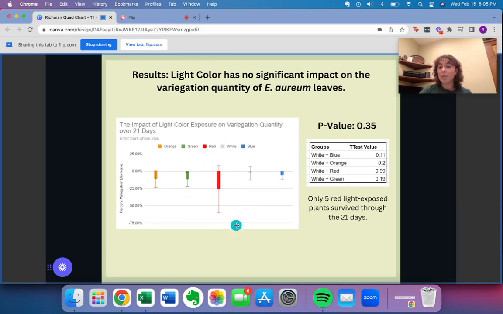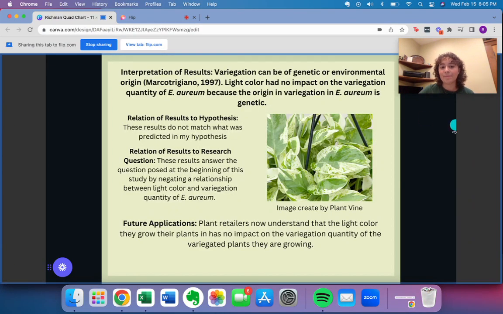And then, just to make sure, I did t-tests for each of the white light, which is the control, with each of the colored groups. So blue, orange, red, green, just to see if maybe just blue light or just red light or just orange light had an impact on variegation. And because these t-test values are greater than 0.05, they never did. So we know that light color has no significant impact on the variegation quantity of Eoram leaves.